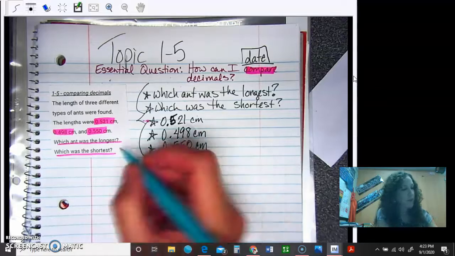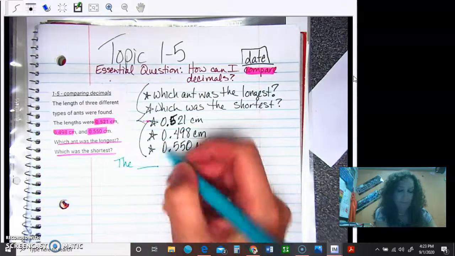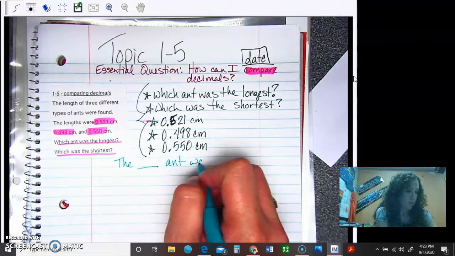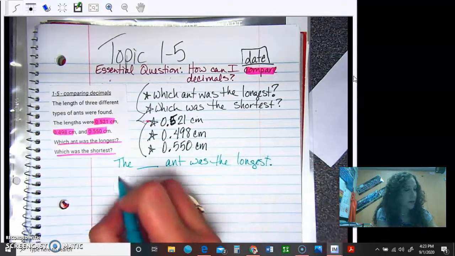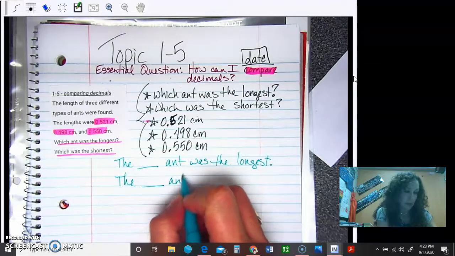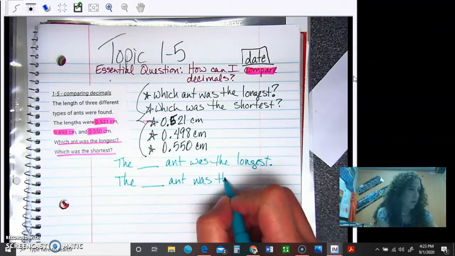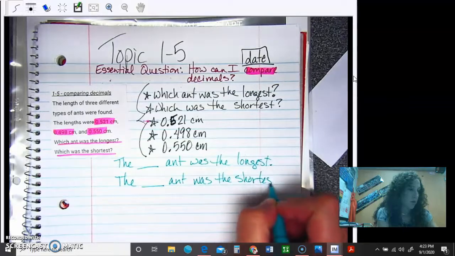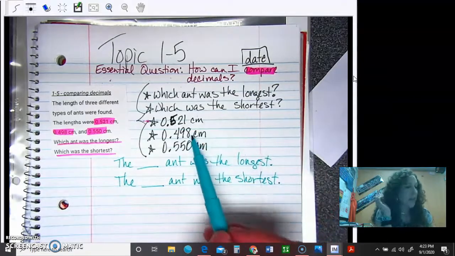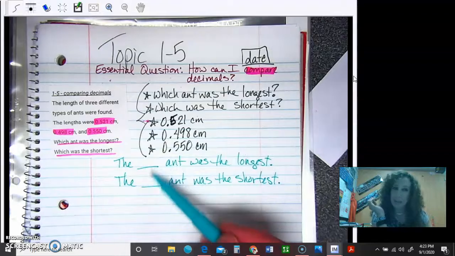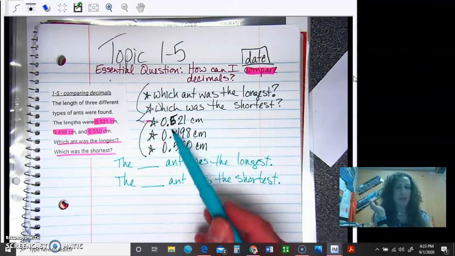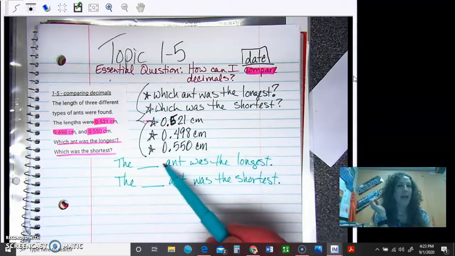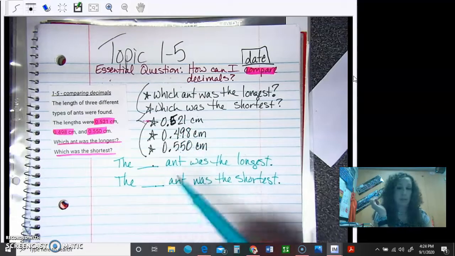The first sentence frame would be, the ant was the longest. The next one is the ant was the shortest. Now, if these ants had names, then you would put the name in that spot. But they don't. We're just using their length, how long they are, as their name. So one of these lengths is going to go here, one of these lengths is going to go there.